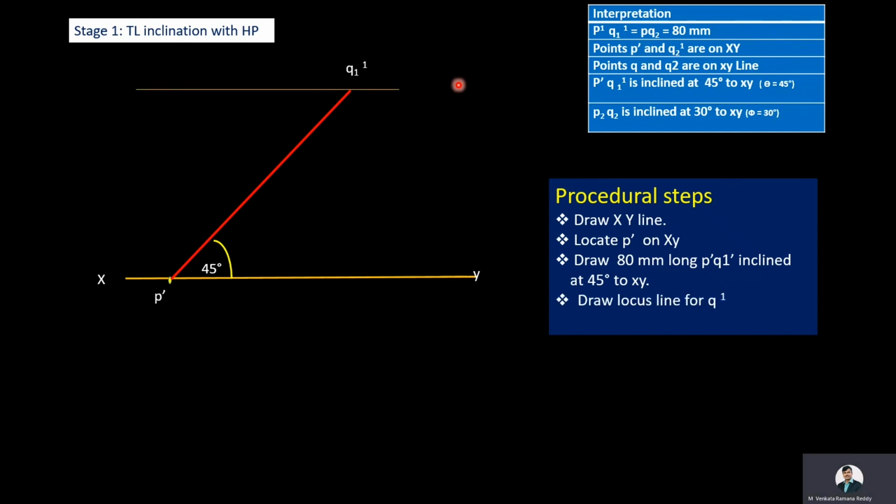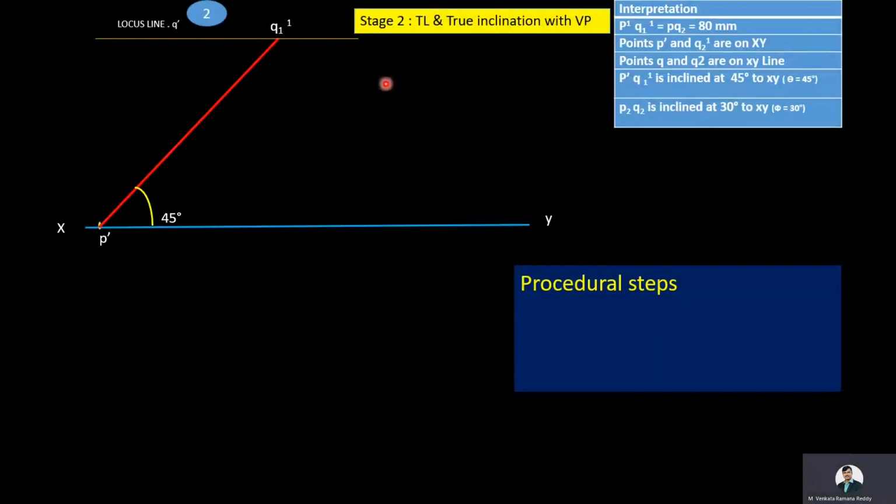After that, we'll move towards the stage 2 solution, that is drawing the true length of the line and its inclination with VP. Stage 2. Here true length as well as its inclination with VP is given in the problem. True length is equal to 80 mm and its inclination with VP, that is phi, is equal to 30 degrees. In addition to that, it is mentioned that the end of the line, say Q, is on VP. So its image in the top view, say Q and Q2, are on the XY line.